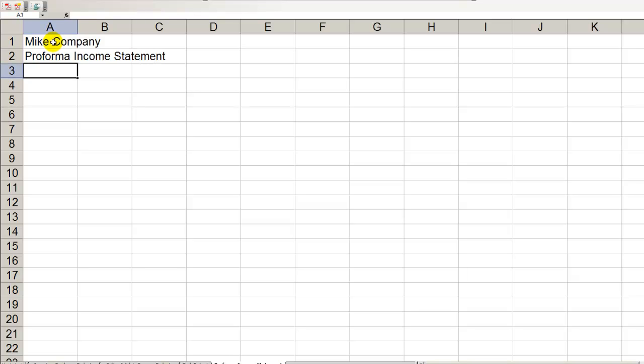A proforma income statement is just like a regular income statement, but the idea of proforma is it's budgeted, it's forecasted. It's not a historical income statement, but a forecasted income statement.